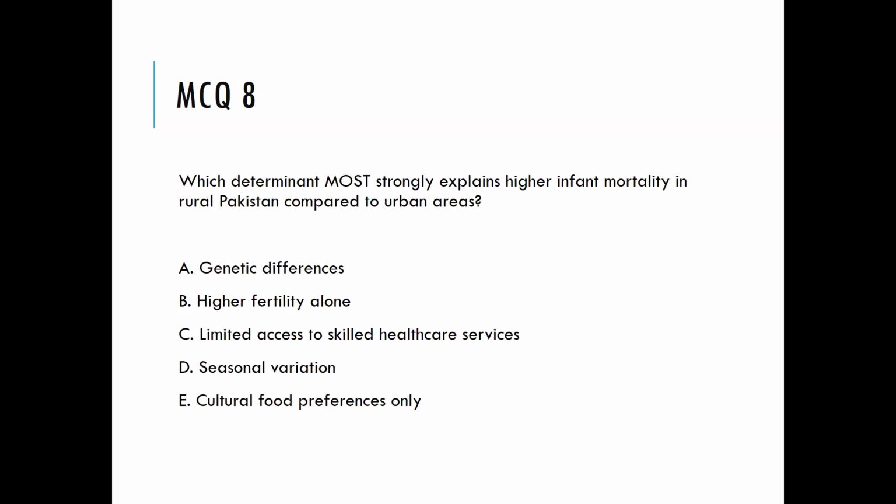Then we have: which determinant most strongly explains higher infant mortality in rural Pakistan compared to urban areas? Option A, genetic differences. Option B, high fertility alone. Option C, limited access to skilled healthcare services. Option D, seasonal variation. And option E, cultural food preferences only. C. Yes, C is the right answer.